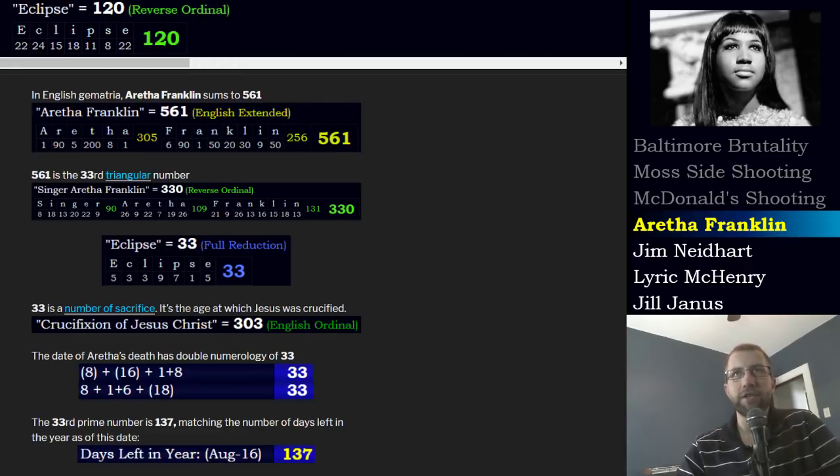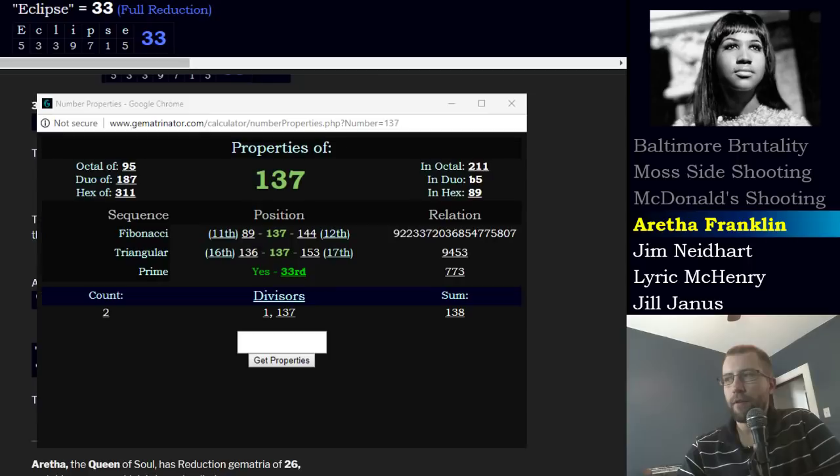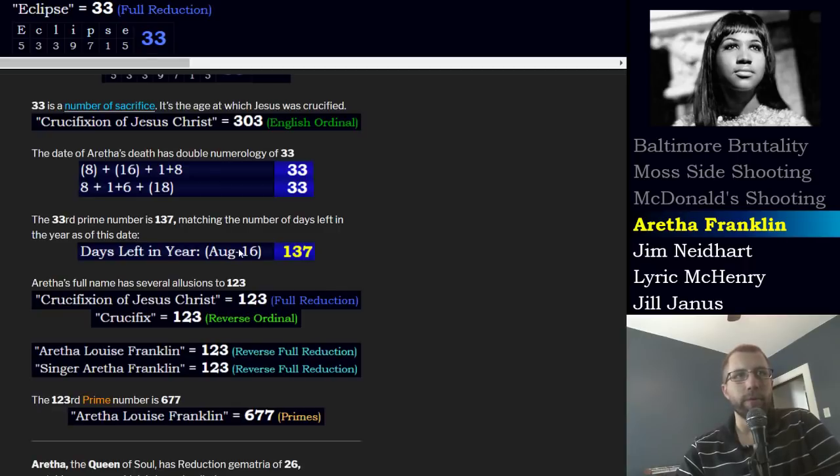And she died in relation to these eclipses. Eclipse equals 33. The date on which she died, August 16th, 2018, has multiple methods that reach 33 numerology. Now, the 33rd prime number, 137. The date that she died leaves 137 days in the year.